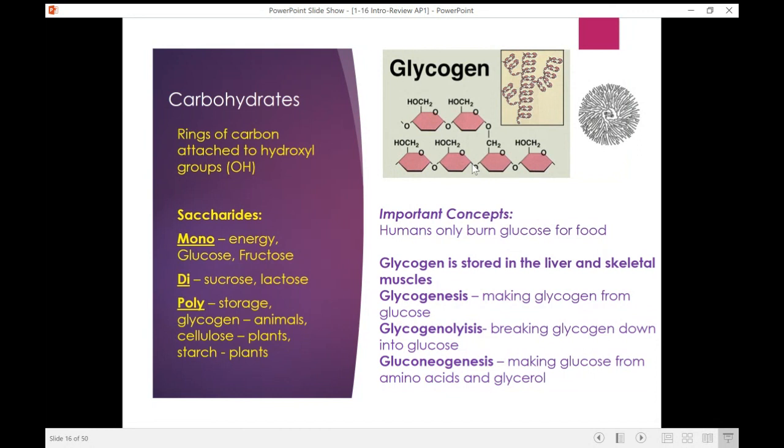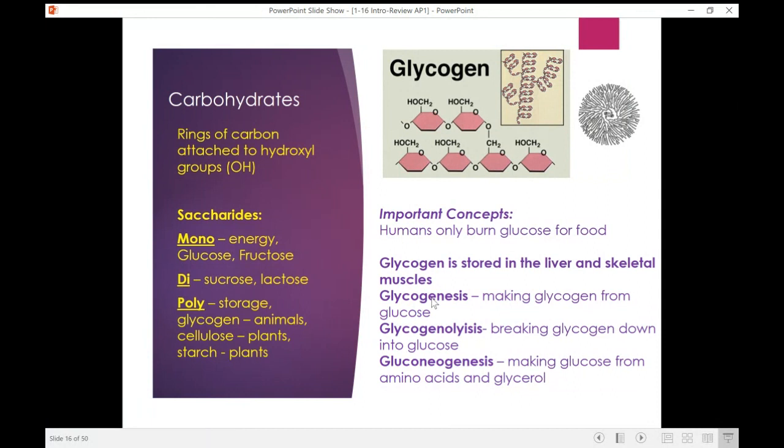Glycogen is stored in the liver and in our skeletal muscles, and we do what's called glycogenesis. So remember that word genesis means to create. So we can create glycogen from glucose. We also can do glycogenolysis. Remember that lysis part means to break it apart. And so glycogenolysis means to break the glycogen down into glucose.